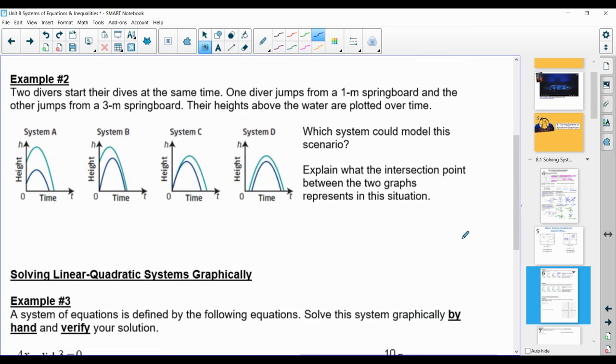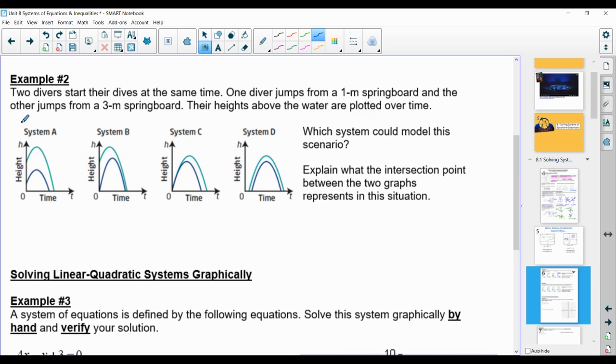Two divers start their dives at the same time. One diver jumps from a 1-meter springboard and the other jumps from a 3-meter springboard, and their heights above the water are plotted over time. The question is, which system could model this scenario? And again, explain what the intersection point means. So again, take a minute to pause the video and then come back and check your answers.